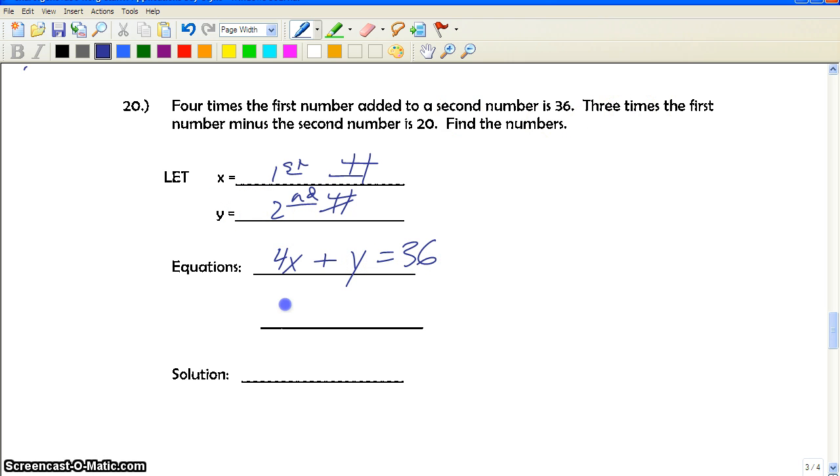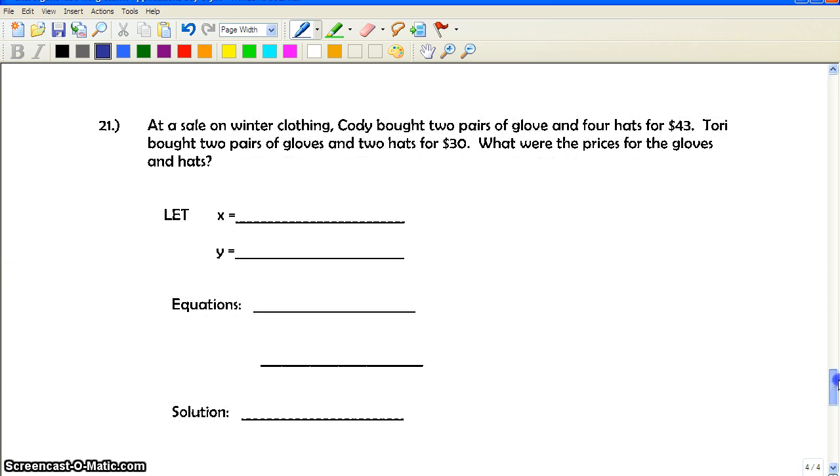3 times the first, minus the second number, is 20. Alright, there's our setup, and our answer, after you do all the work, is going to be, drum roll please, 8 and 4. Woohoo! Alright, let's go on to the next question.